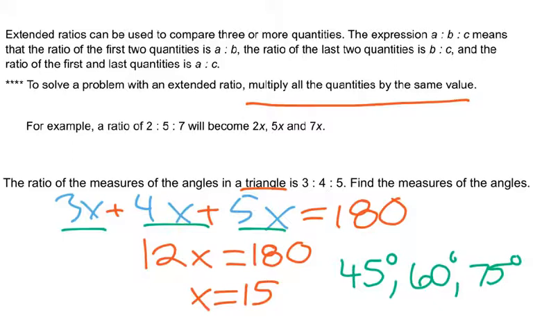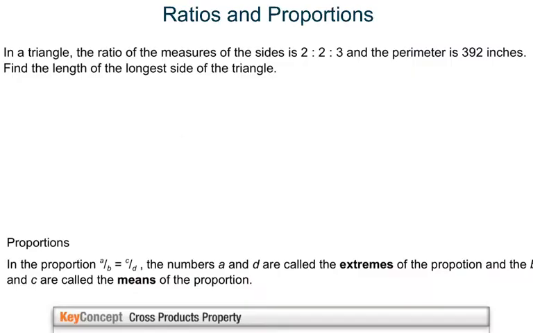And if you don't get 180, you know you need to check your work. But the idea here is put an x behind all three of these numbers when you plug it into the equation. So let's do one more of those. In a triangle, the ratio of the measures of the sides is 2 to 2 to 3, and the perimeter is 392 inches. Find the length of the longest side, so that's where our final answer needs to look like, longest side.